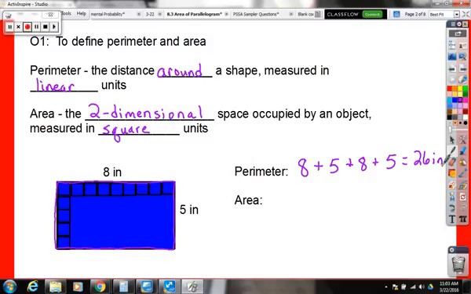Now when I find the area, question? Yeah, my glasses are in my locker. Can I go get them?